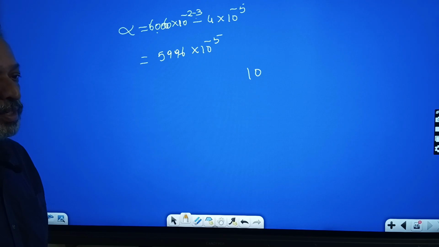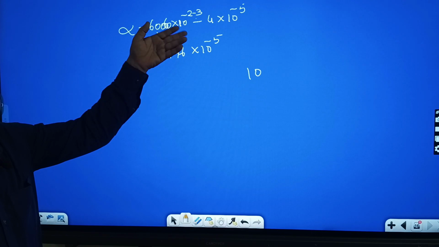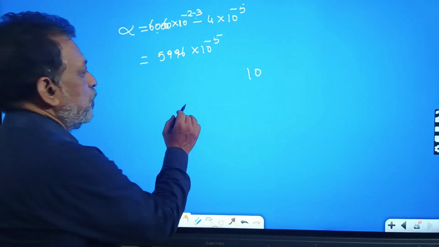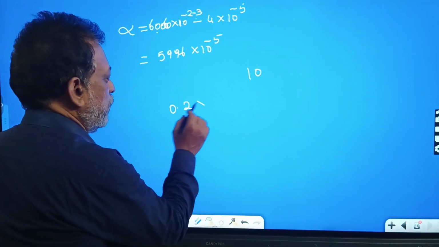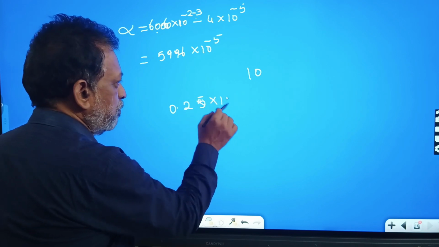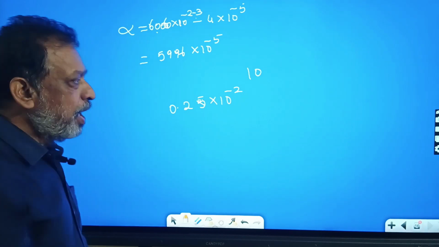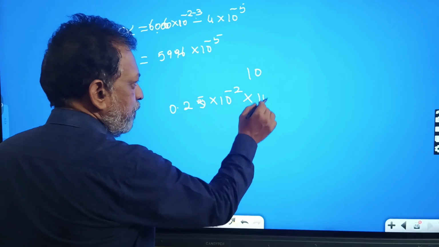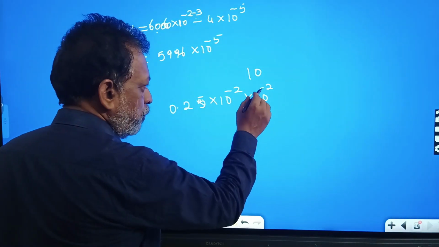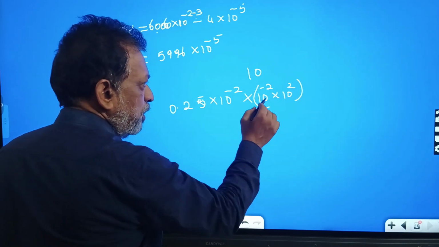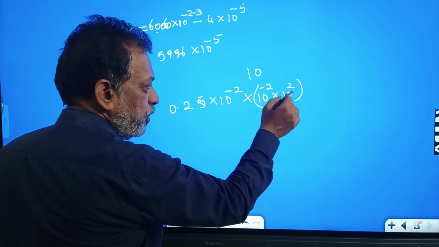Deepika, understanding? If you want, I will explain. Okay, no problem. So I want to write the power. Suppose 0.25 into 10 to the power of minus 2 is there. I want to raise it to negative power minus 4. If you multiply with 10 square, what is the value? 10 to the power of minus 2 into 10 to the power of 2 is 10 to the power of 0, which is 1, so it is not affected.